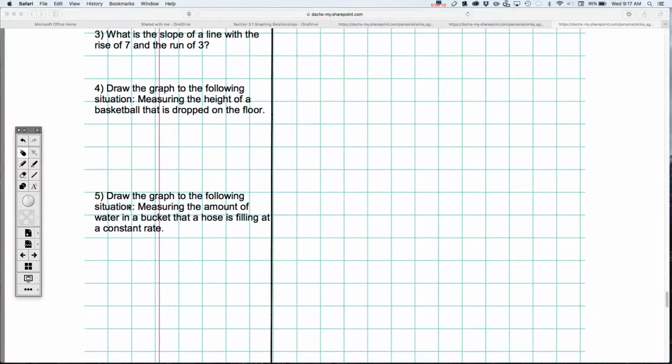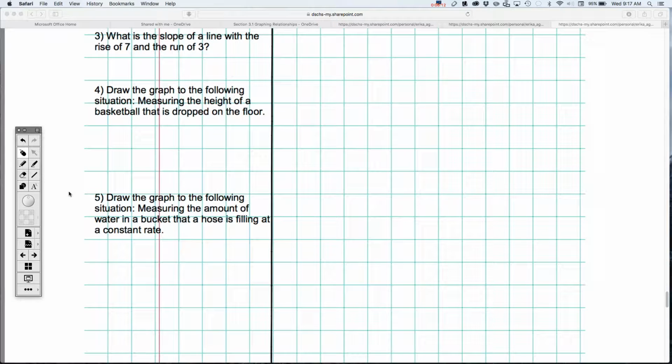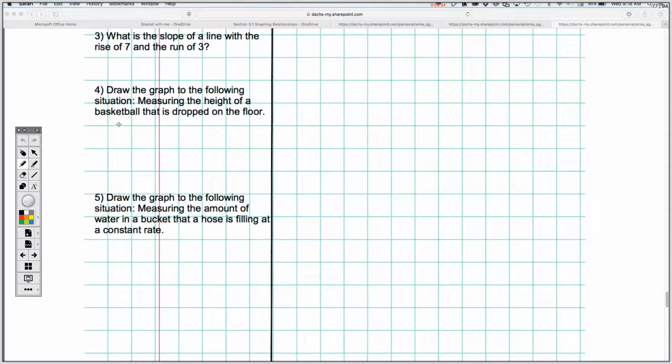Okay, let's scroll down. Draw the graph to the following situation measuring the height of a basketball that is dropped on the floor. Okay, so what did you say it would look like? Show me with your finger. Okay, so here's Luis's answer.